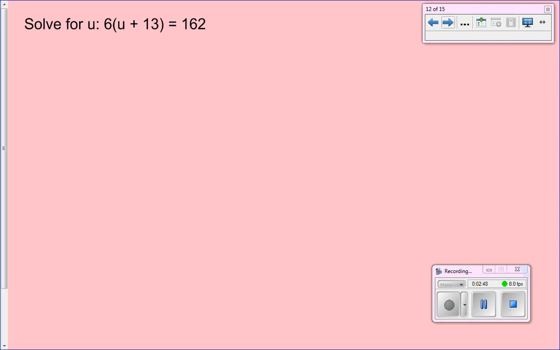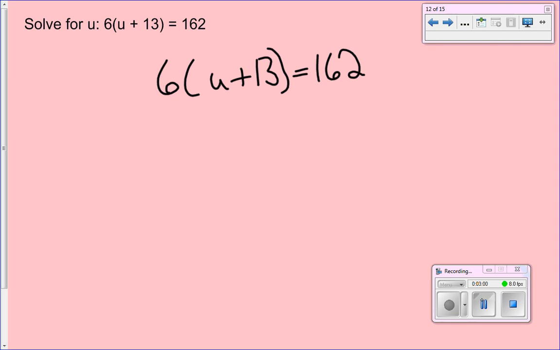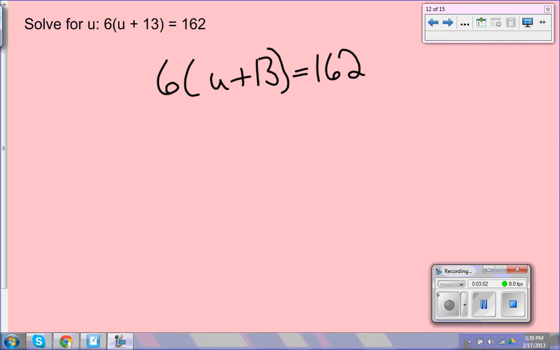So let's look at this more complex problem. We have 6 parentheses u plus 13 equaling 162. I'm going to go ahead and finish up that parentheses right there too. So we're going to begin by distributing that 6 to the two terms inside the parentheses. Right now I have 6 times u and 6 times 13.